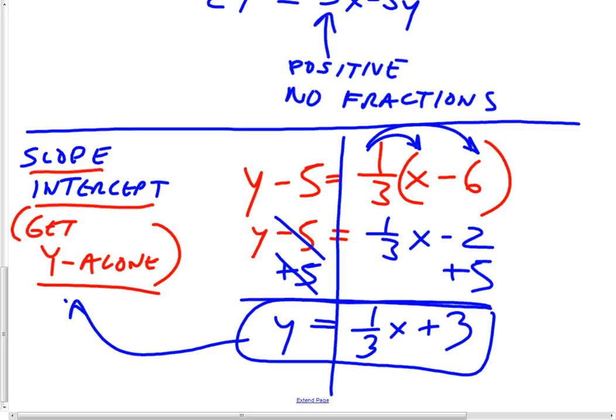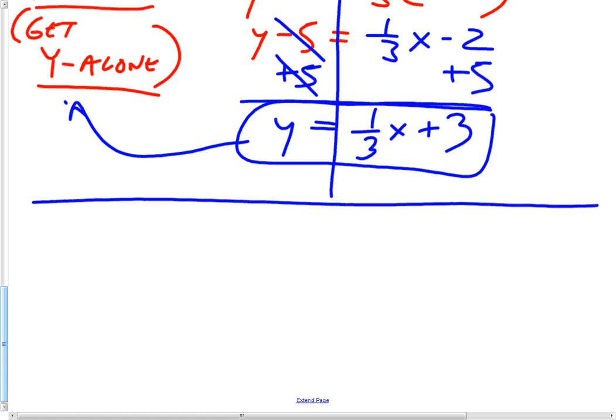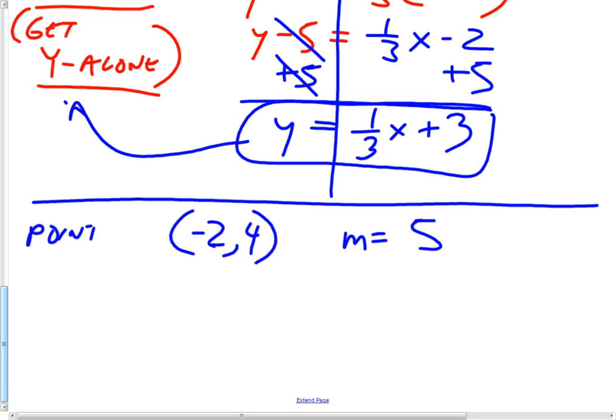Let's do the last one. Just do one. What if you don't even have an equation to start with? This one, slope intercept? Nope. This is the most important one because you've got to do this if you don't have the equation to start with. If you don't have the equation, you do point slope, and then you can move to the other two equations.